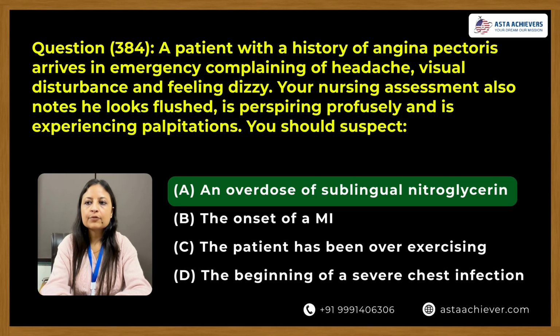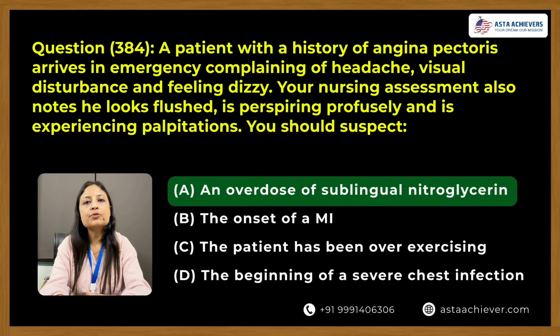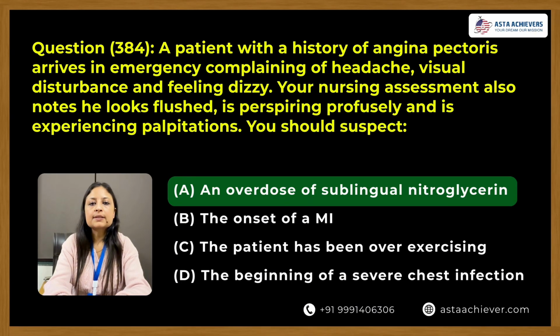Question number 384. A patient with a history of angina pectoris arrives in the emergency department complaining of headache, visual disturbance, and feeling dizzy, and your nursing assessment also notes he looks flushed, is perspiring profusely, and is experiencing palpitations. So you should suspect option A, an overdose of sublingual nitroglycerin, option B, the onset of an MI, option C, the patient has been over exercising, and option D, the beginning of a severe chest infection. So option A, an overdose of sublingual nitroglycerin is the correct answer.